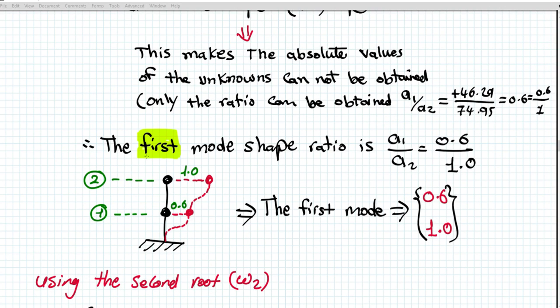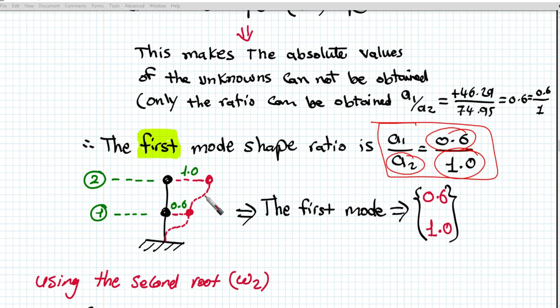This means that the first mode shape ratio is A1 over A2 equals 0.6 over 1. This is the graphical representation of the first mode. This means that if we assume that A2, which is the amplitude of displacement at the second floor, is 1, then the amplitude of the first floor is going to be 0.6.